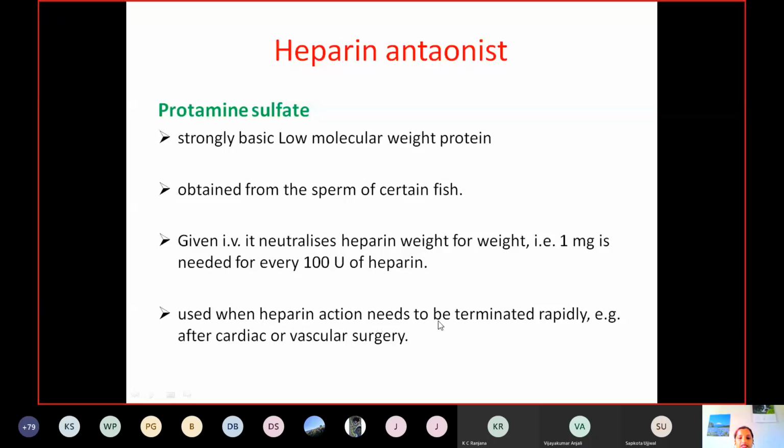It is used when heparin action needs to be terminated rapidly in some conditions, like after cardiac or vascular surgery, where we have to give a very high dose of heparin. Immediately after the surgery is completed, we have to terminate the action of the heparin to prevent complications like excessive bleeding. In that condition, you have to inject protamine sulfate intravenously.